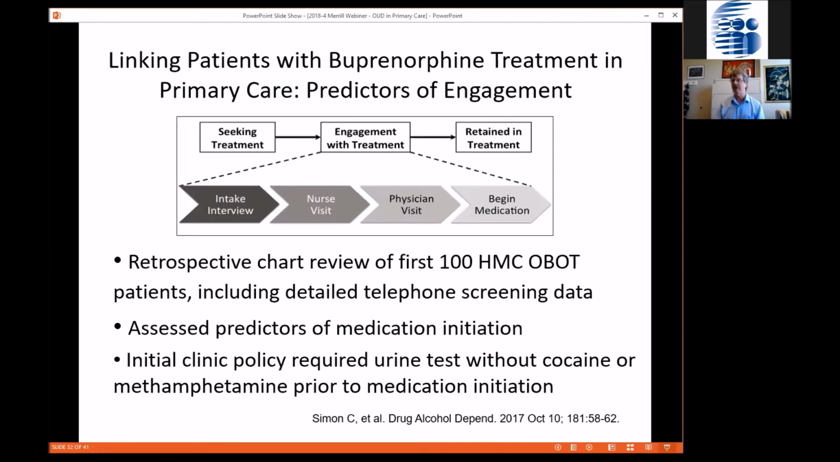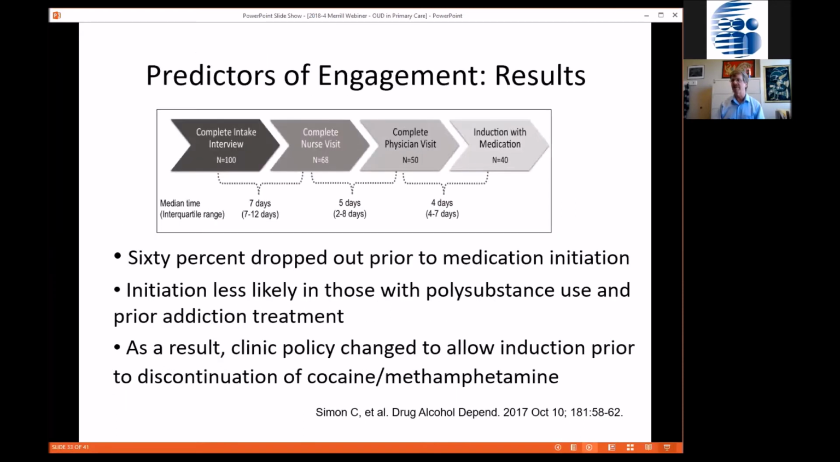Let me just try and get to the next slide here. Here we go. So it was 60% who dropped out by the time they got medication. You can see 100 did the intake interview, and by the end, only 40% got the medication. And it was polysubstance use that predicted not getting medication. Also, if they'd been in treatment for addiction before, that predicted it.